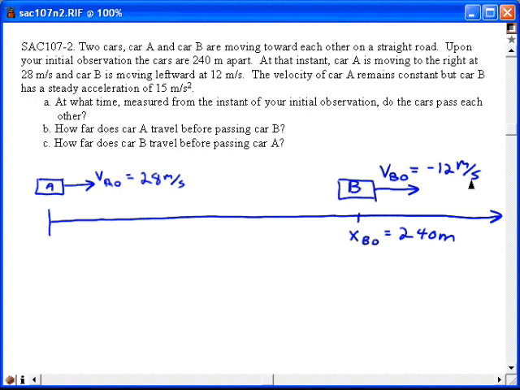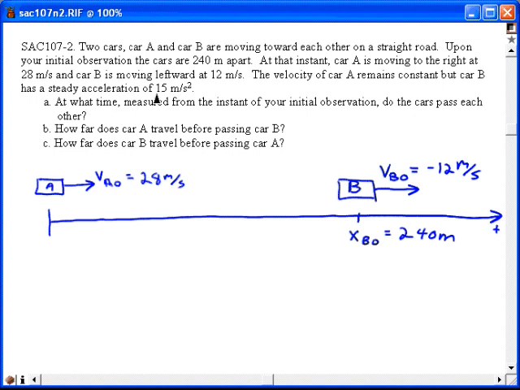So a negative value assigned to a rightward velocity means that the object is actually moving leftward. And it's convenient to keep everything positive to the right, and so I want to define VB0 as being positive to the right. So the value that it's got is thus negative. And then the velocity of car A remains constant, so VA for all time is 28 meters per second, but car B has a steady acceleration of 15 meters per second squared.